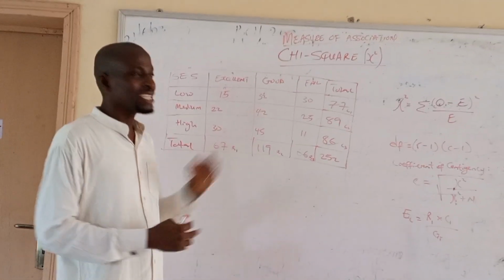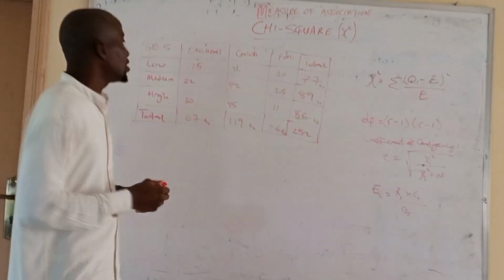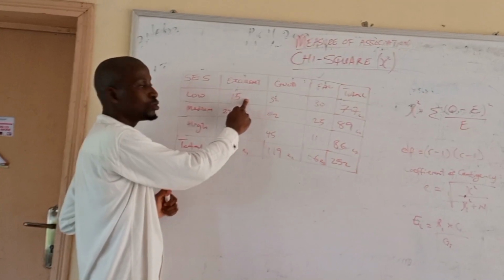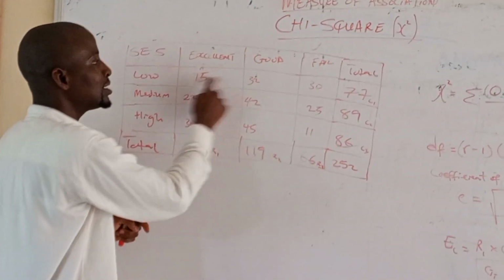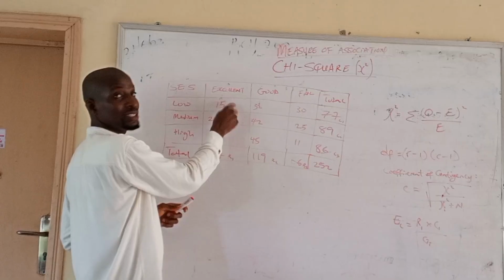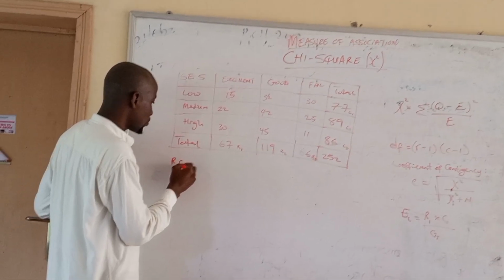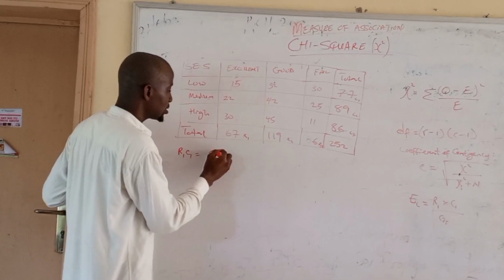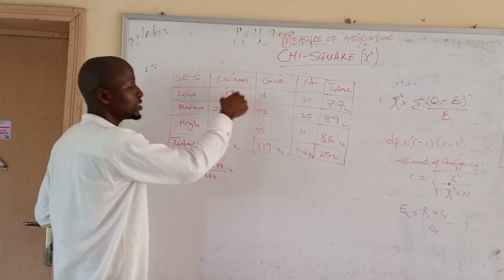So you now need to compute the expected. Like I have said, these are observed values. You now need to compute what? The expected. Take note, this is row 1, column 1. It implies that you will do row 1 total, column 1 total divided by grand total. That will give you the expected value for this. So for row 1, column 1, that will be 67 times 77 divided by 252. That will give you the expected.